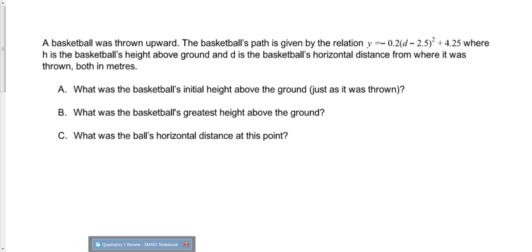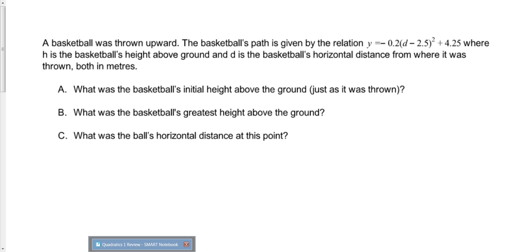Next, we're going to take a look at a word problem involving a quadratic relationship. In this situation, it says that a basketball was thrown upward. So we're going to assume that the player tosses it up into the air. The basketball's flight path is given by the relation y equals negative 0.2 times (d minus 2.5) all squared plus 4.25, where h is the basketball's height above the ground and d is the basketball's horizontal distance from where it was thrown, both in meters. We've got three questions here, A, B, and C.